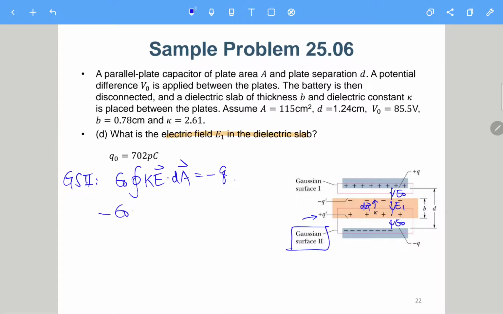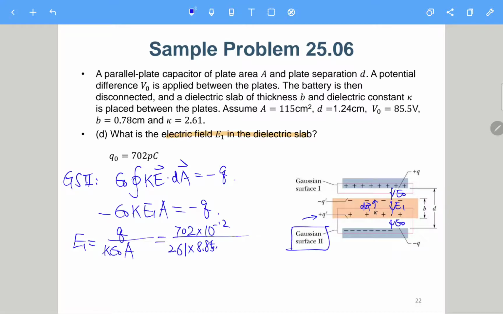So we have negative epsilon naught kappa E1 times A equals negative Q. So E1 will be simply Q over kappa epsilon naught A. So we can substitute the number: this is 702 times 10 to minus 12, over kappa, which is 2.61 for this problem, and then epsilon naught is 8.85 times 10 to minus 12, and A is 0.0115.